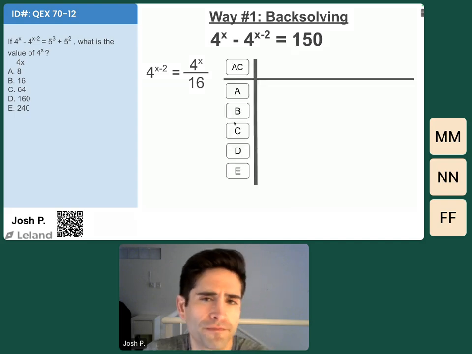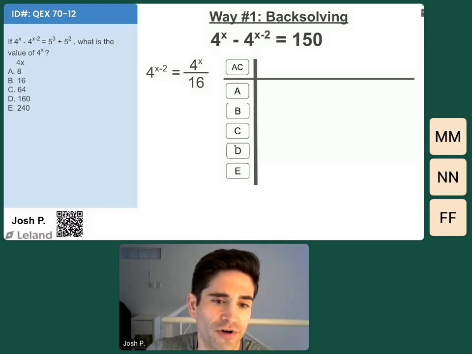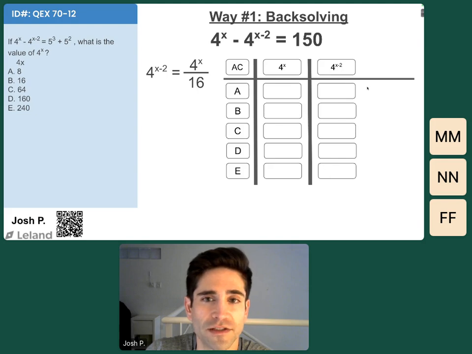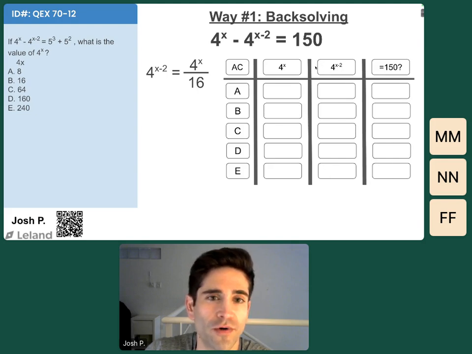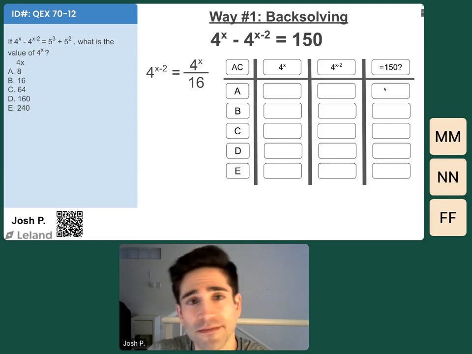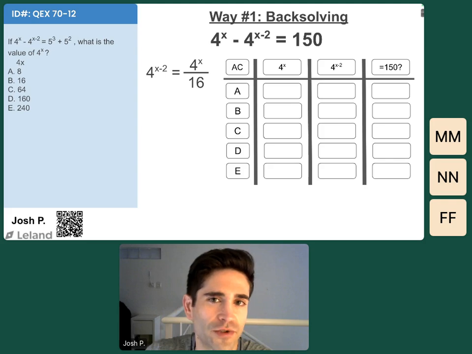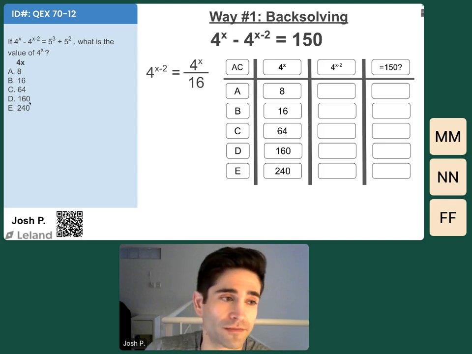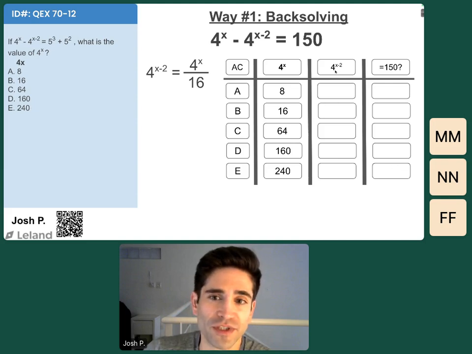So we can make a table that has a column for each answer choice, a column for the value of 4^x, a column for 4^(x-2), and then what we are going to do is essentially subtract this value with this and ask ourselves, does it equal 150? If it does, that's our correct answer choice. All right, so we can quickly input the values for 4^x given the answer choices. And now we can calculate 4^(x-2) using this equation.